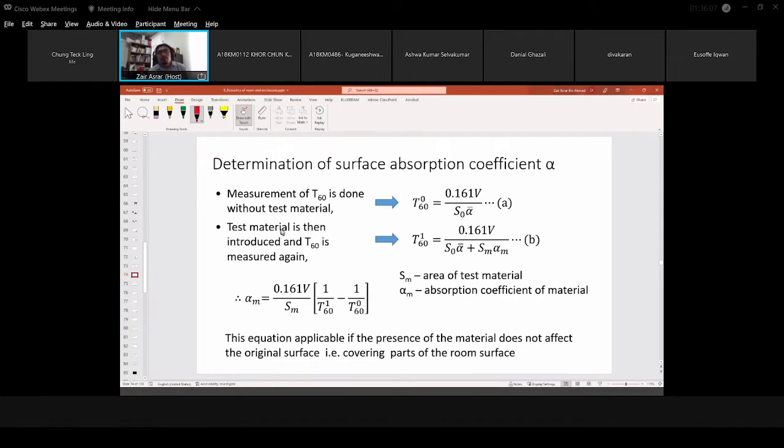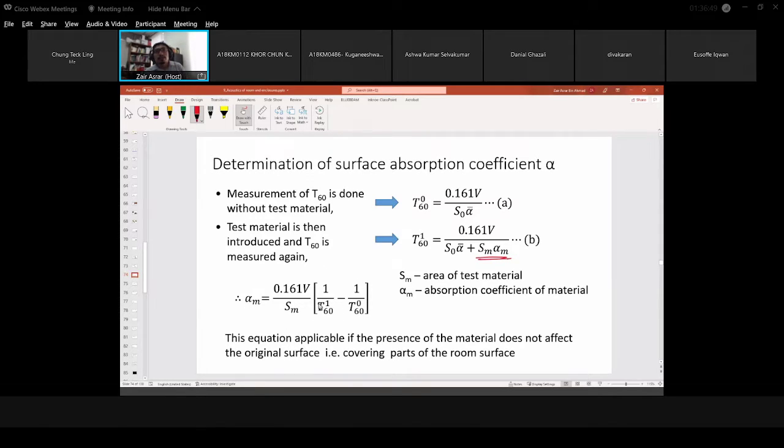Okay, so we do the measurement without the material and with the material. Without the material, we will have one value of reverberation time. With the material, we have another value. In this case, we know that the total absorption will include the absorption coming from the material itself. The absorption from the material is equal to the surface area of that material exposed to the sound times the absorption coefficient for that particular material. So, rearranging these, we will have our absorption coefficient for that material given by this equation.